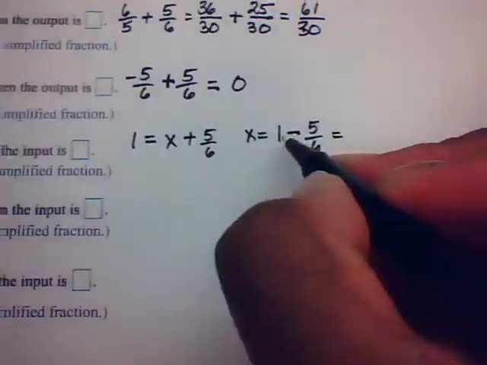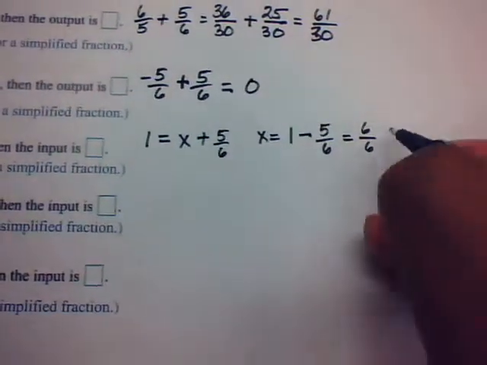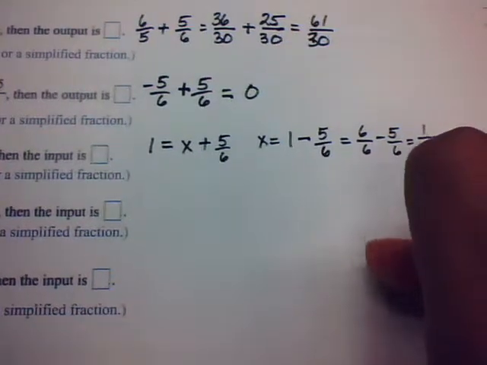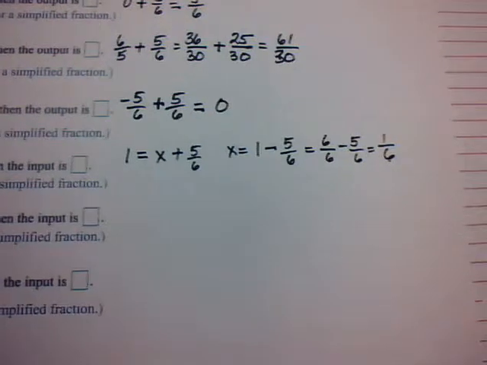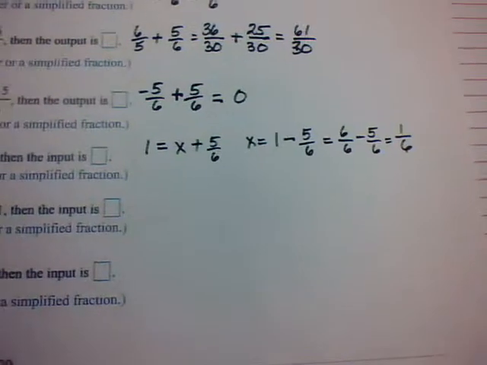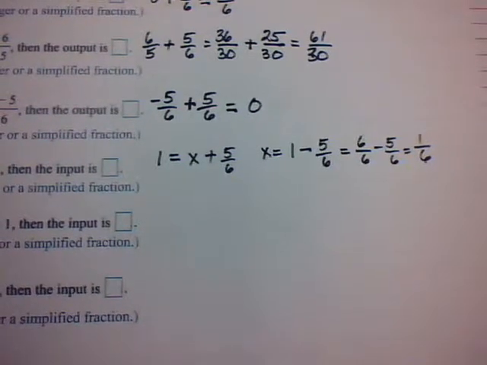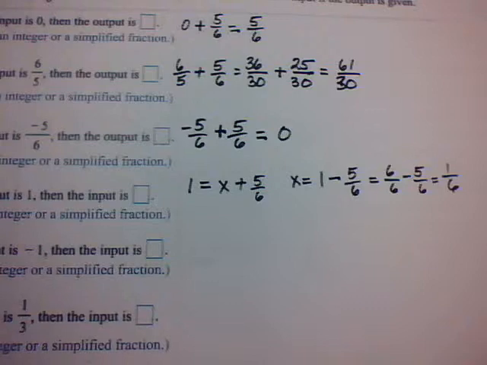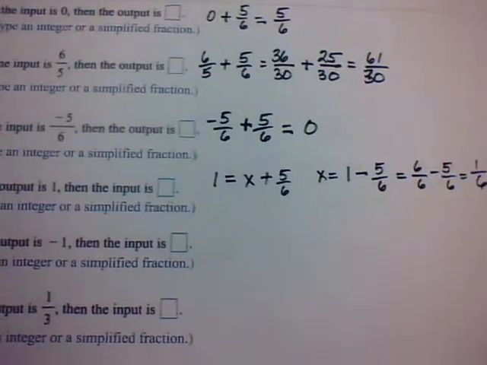Now you have to think of this: 1 whole, with a denominator of 6, would be 6 over 6. Minus 5/6 would be 1/6. So in this case, the input has to be 1/6. And you can check to see if that answer makes sense. Here, 1/6 plus 5/6 will be 6 over 6, which is 1 whole. So 1/6 is your missing input.